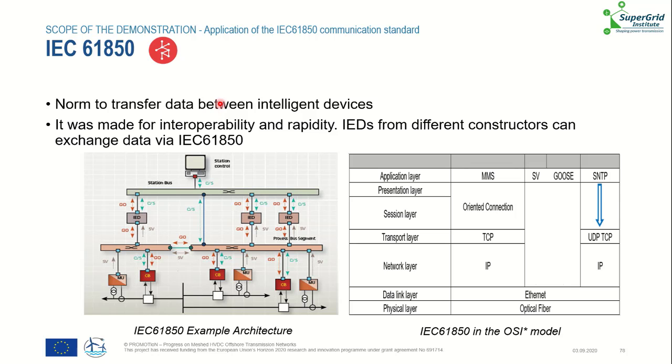Its rapidity is obtained thanks to two main points: the possibility to use optical fiber as the transport layer, and the direct use of the Ethernet protocol for sample values and GOOSE, which is the lowest logical layer of the OSI model, therefore minimizing packaging and unpackaging time.